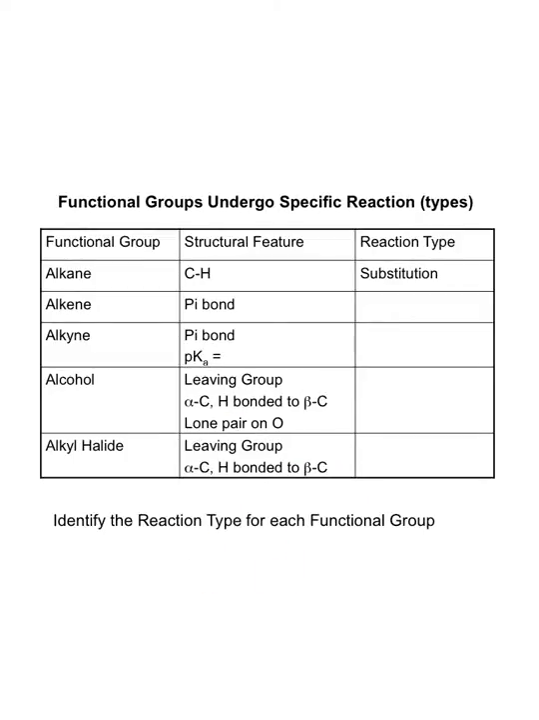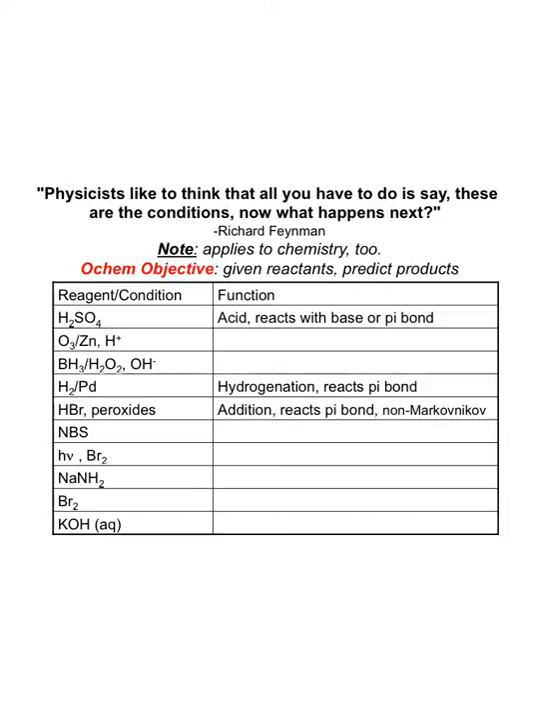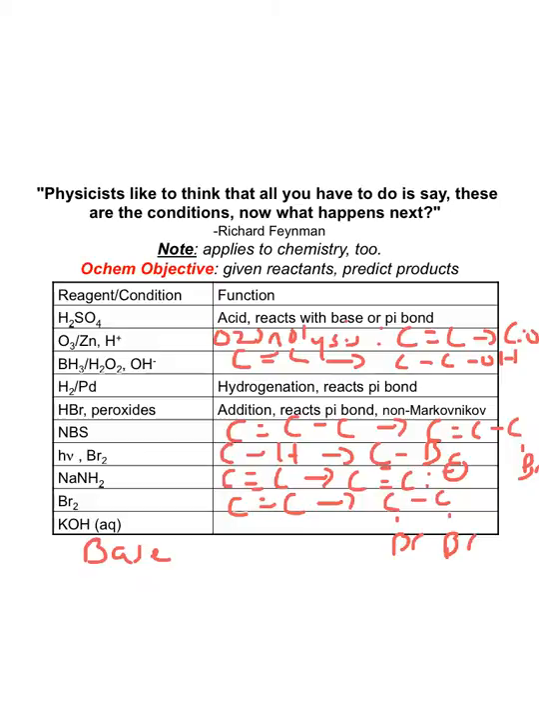This table matches the structural features to a functional group, so stop the video and fill in the blanks. Okay, here are the answers. The reaction conditions determines how reactants form products, so stop the video and fill in all those blanks. So here are the answers.